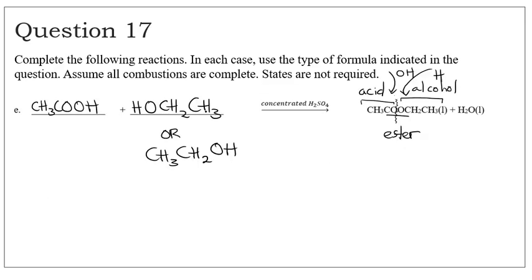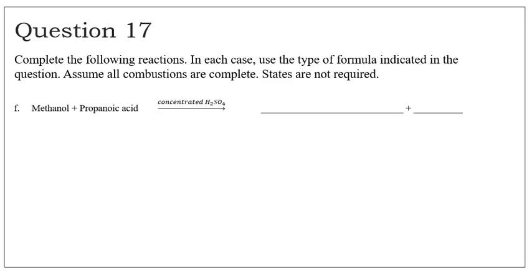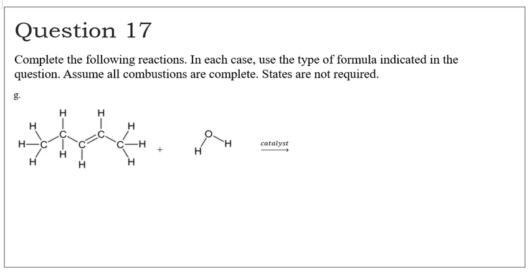Okay, I just go back. There you go. F. Right, so this question asks for name. This is actually the easiest of all because you use the type of formula indicated in the question. So if the question has names, I'm going to write names, which is so easy. If I have methanol reacting with propanoic acid, then the name of the product is methyl propanoate. And the other product will be water. There you go, done.